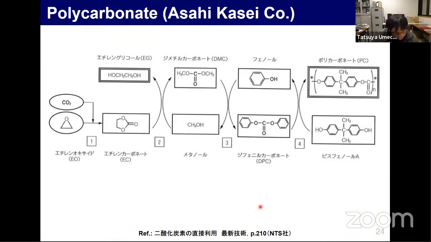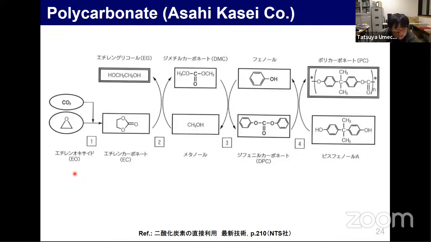The production of carbonate ester by the reaction of methanol with phenol is a successful example of practical application by Asahi Kasei of Japan. The licensed technology is used industrially in the world. Carbon dioxide is used in the first step in the production of polycarbonates. As previously stated, carbon dioxide reacts with ethylene oxide to form ethylene carbonate. The advantage of this process is that the byproduct can be used as a starting material.